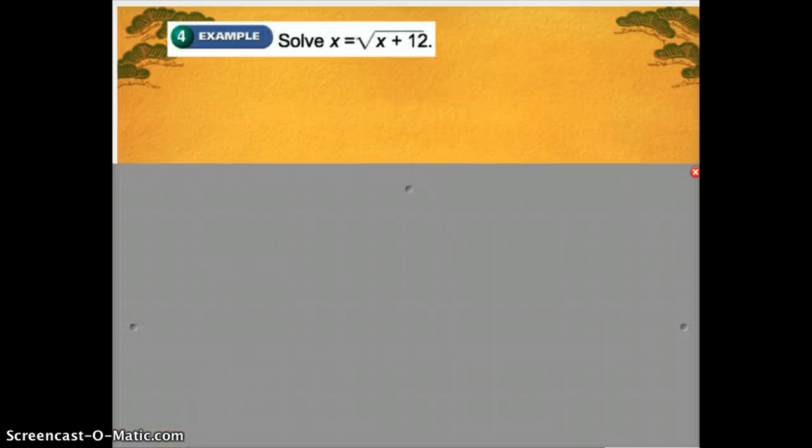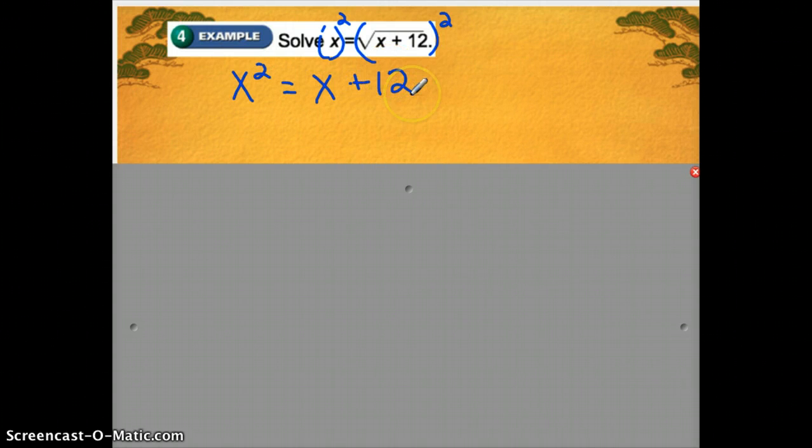Okay, this one. Solve x equals the square root of x plus 12. All right, this is tricky again. We've got x's on both sides, but luckily this radical on the right is already alone, so I'm going to go ahead and start by squaring both sides. And I get x squared equals x plus 12. All right, I hope you automatically notice this has an x squared and it's not a linear equation. It's a quadratic equation, so we're going to have to come up with one of our strategies for solving quadratics. So definitely you want to set one side equal to 0 first.